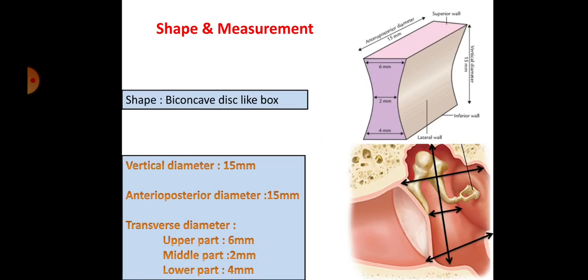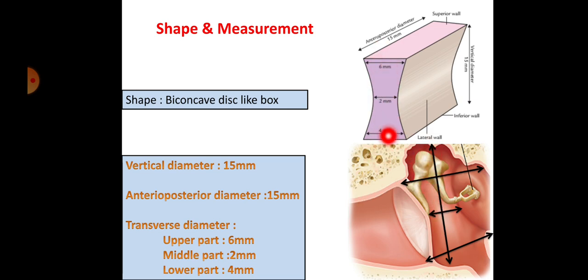Now the shape and measurements. See, this is the middle ear, between the tympanic membrane and the internal ear. The middle ear shape is a biconcave disc-like box. It is biconcave because the transverse diameter is greater in the upper and lower parts but less in the middle, so the middle is constricted.